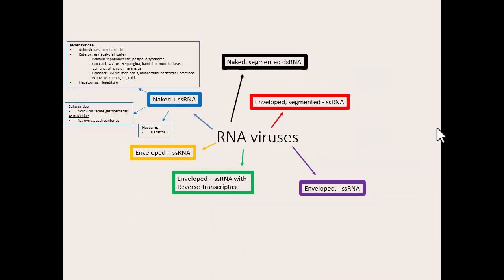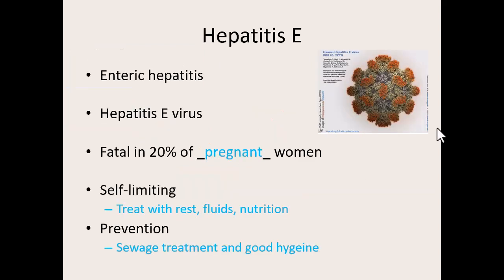And then our last little group of naked positive sense single-stranded RNA is the hepevirus. Anything that has hep or hepat is liver. So this is a virus that causes hepatitis E. Again, we got 5 hepatitises. One's E. Now, hepatitis E is an enteric hepatitis, which means it is picked up fecal-oral.